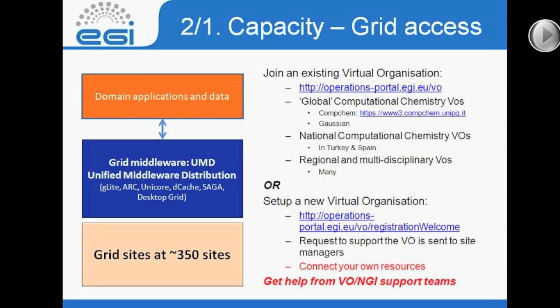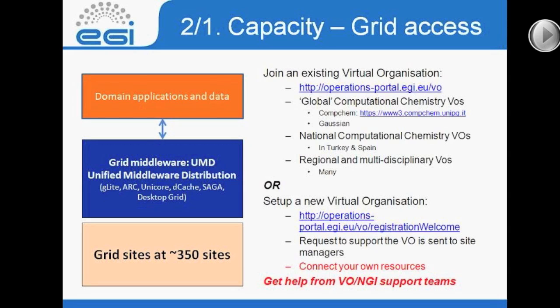The second area, or the second set of services we can provide, is the computing and data capacity that is provided by the resource centers of EGI. And I have different slides about the grid type of accessing those services and about the cloud type of accessing those services. First, let's talk about the grid type of access.